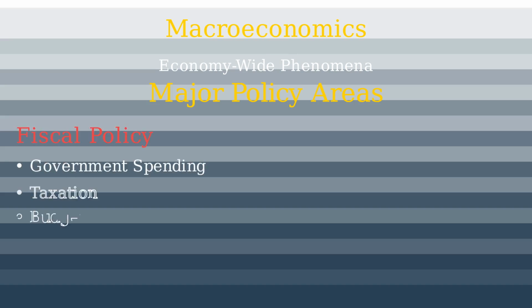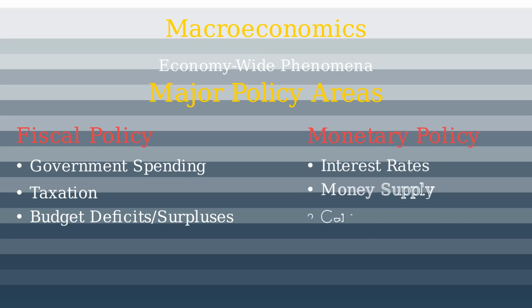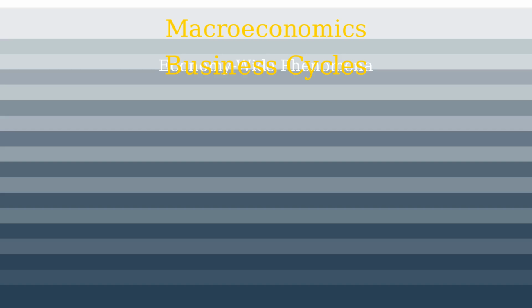Fiscal policy involves government decisions about spending, taxation, and budget management to stimulate or cool down the economy. Monetary policy, controlled by central banks, involves managing interest rates and the money supply to achieve price stability and sustainable growth. These policies are often implemented in response to the natural business cycles that economies experience.